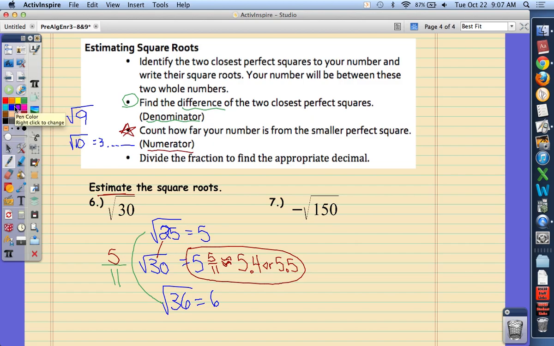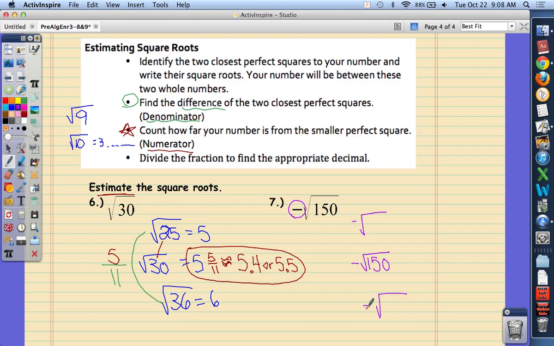Try number 7. You can try it if you want to pause and do it on your own, or you can follow along with this one for me as well. You will practice one of these on your quick checks. So again, first step is to identify the two closest perfect squares to your number and write their square roots. Now this one has a negative on the outside, so we're just going to let that tack along, okay? What would be the two closest perfect squares to 150? But it's negative on the outside, so I'm going to just put a negative on the outside of here too.